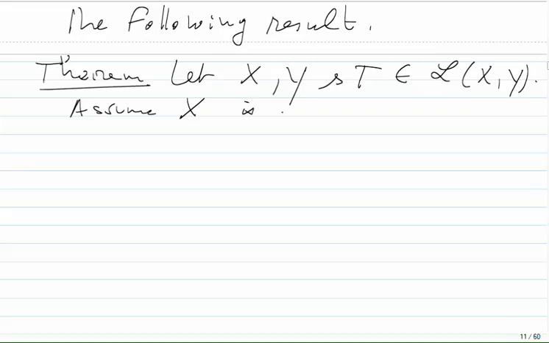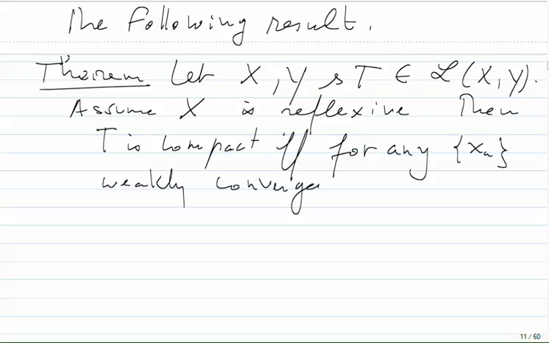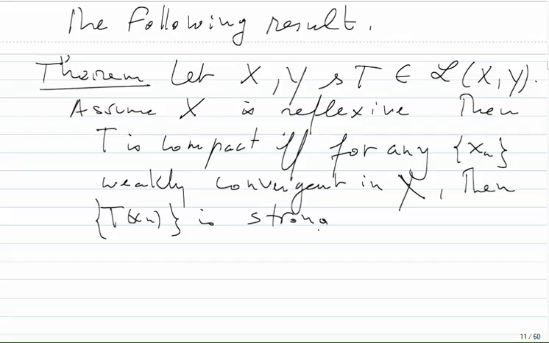Assume X is reflexive. Then T is compact if and only if for any sequence x_n weakly convergent in X, its image is strongly convergent.